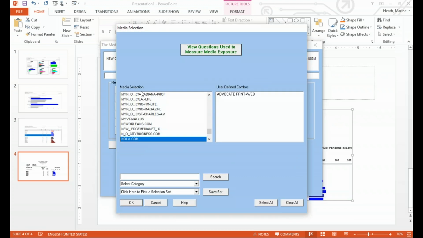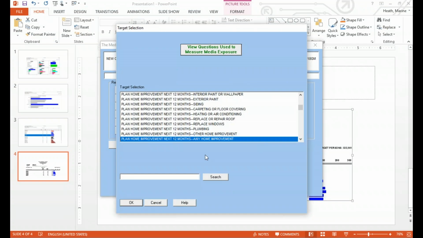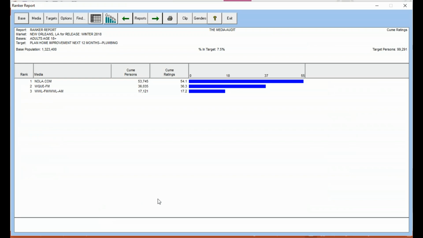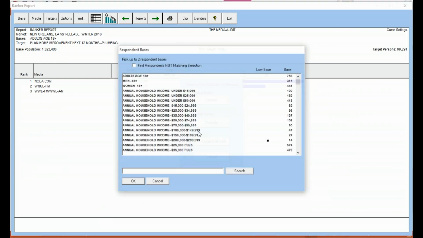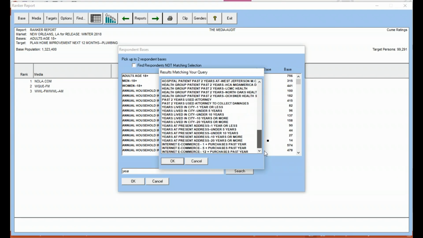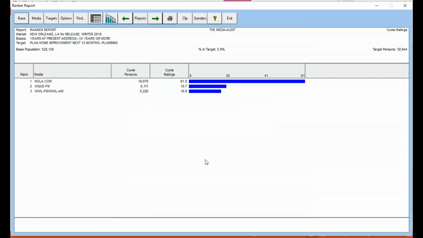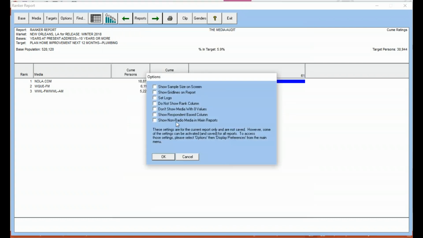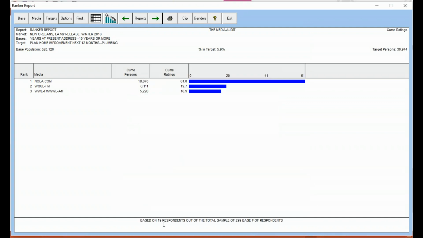If someone, for whatever reason, wanted to look at NOLA.com and they were looking at folks that are envisioning plumbing projects, and they had to see someone that has been in the home for quite some time, so 10 years or more. You want to make sure when you're looking at these reports that you have enough sample. So again, show the sample size, 19 respondents, again, 25 here, 250 is what you're looking there. I'm good on the base. I'm a little lean on the respondent level.